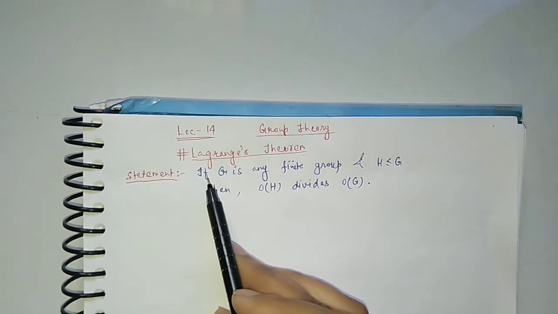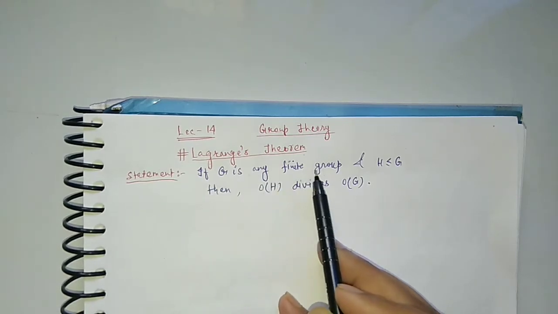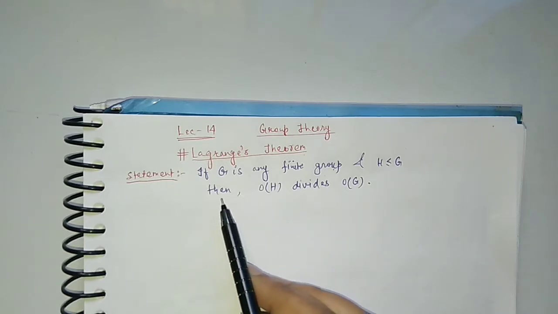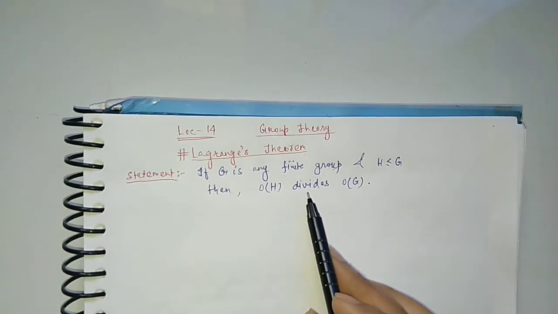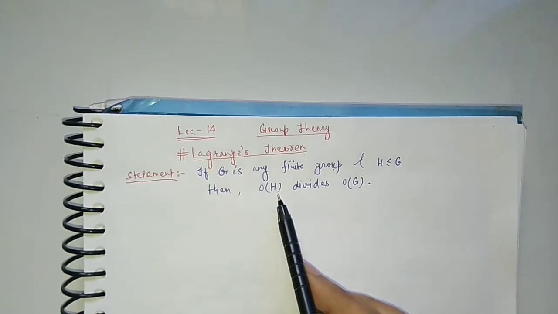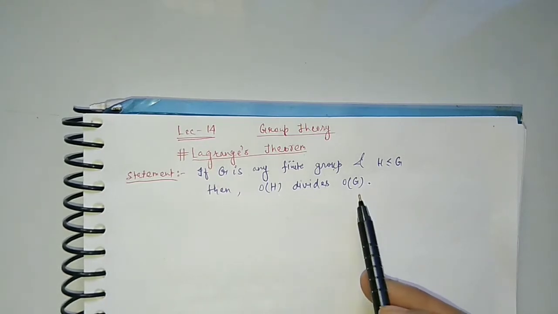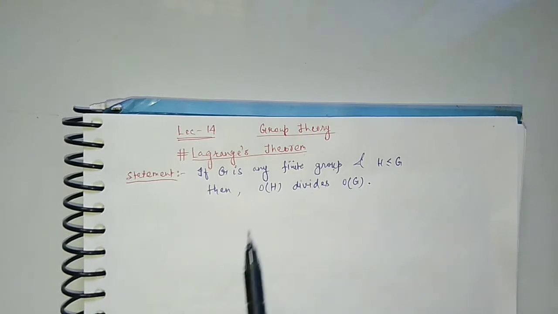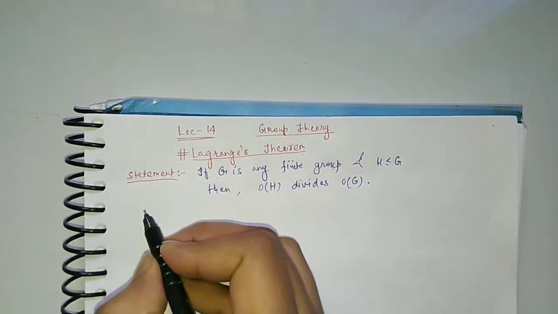This theorem says that if G is any finite group and H is any subgroup of G, then the order of H divides the order of G. That means the order of every subgroup divides the order of the group whenever G, that is the group, is a finite group. So now we are going to prove this theorem.